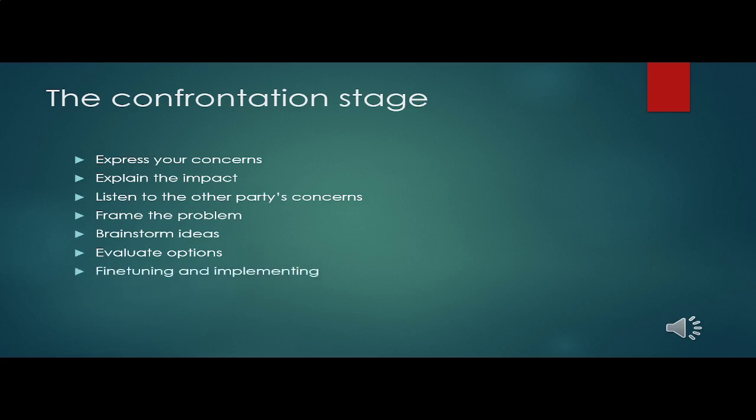Fine-tuning and implementation. In this stage, you check for the implication the agreement has on your life. New concerns arise at this stage due to the change brought by the agreement. Fine-tuning is to modify the decision to address your new concerns. Next, you shift into creating an implementation plan and a procedure to monitor the agreement in the long run with your partner.